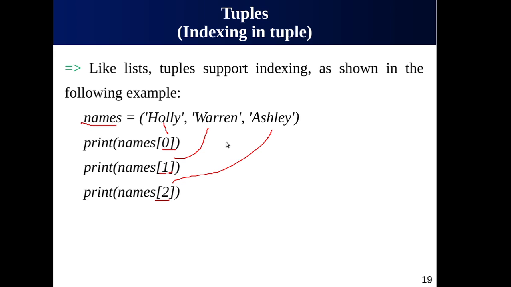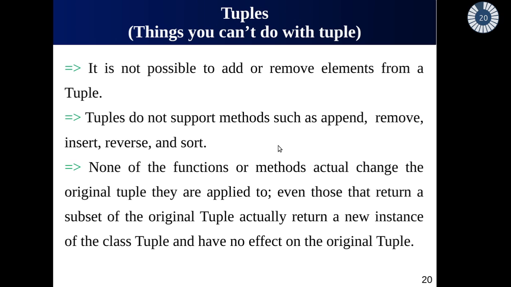Last thing to remember about tuple is that it is not possible to add and remove elements from a tuple. You see, we have restrictions on the tuple. In list, you can add an element to the end of the list or any specified location. In a similar way, you can remove elements from the list, but you cannot do that with the tuple because they are immutable, they cannot be changed.